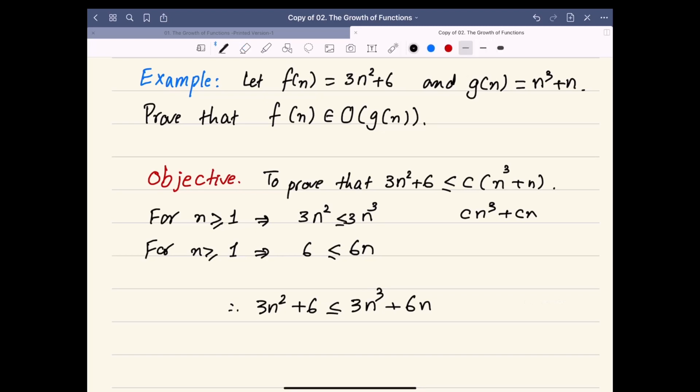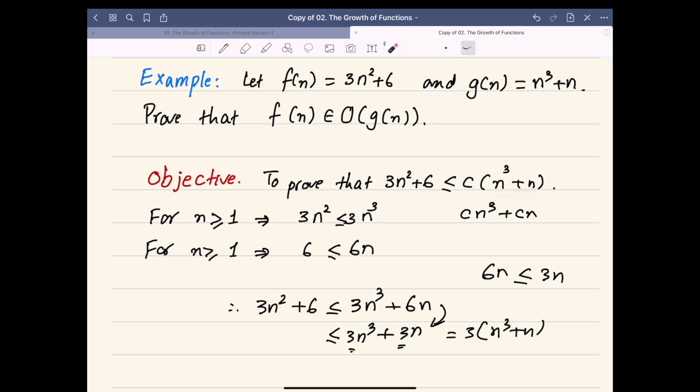And now, you know that 6n, I cannot replace it by 3n. So for example, if I want to continue and say that this is 3n raised to power 3 plus 3n, why do I want to do this? Because if I take a 3 common, I want to get n raised to power 3 plus n, and this is what we are looking for. But here, this is wrong. Why is this wrong? Because 6n is not less than or equal to 3n. So I cannot go from this step to this step.